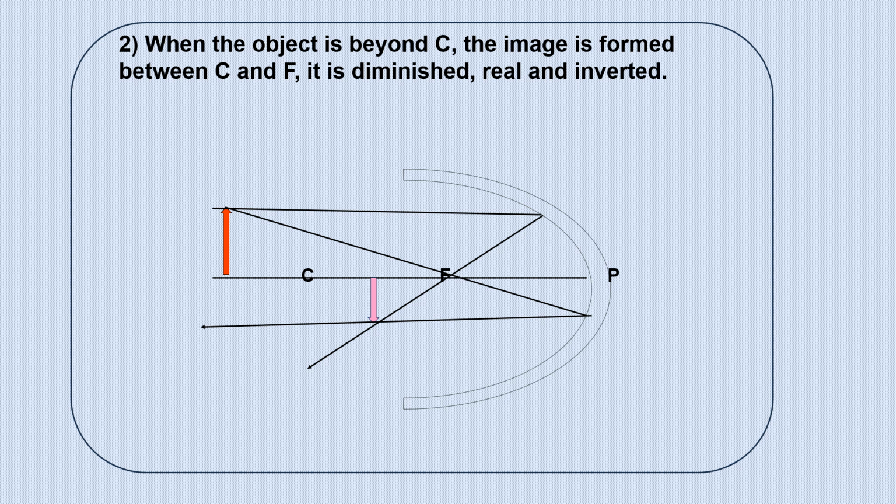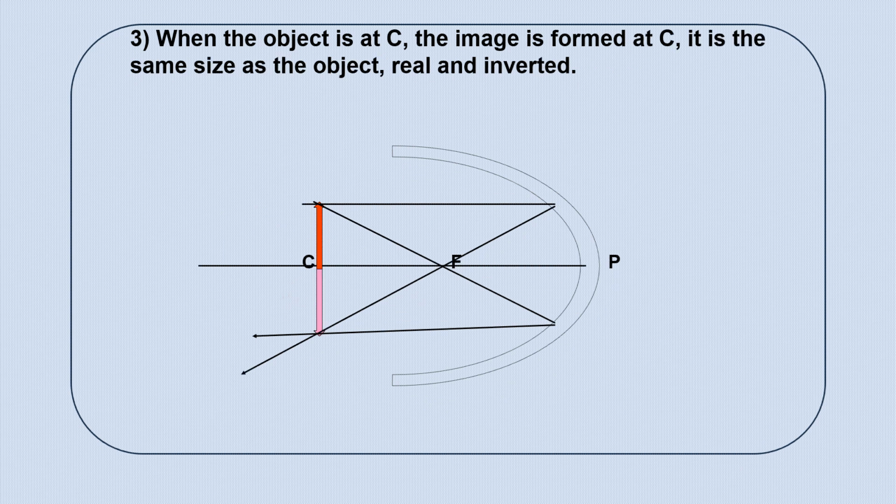In the second case, when the object is beyond C, the image formed is between C and F. The formed image will always be diminished, real and inverted. So the position of the image is between the focus and the center of curvature.